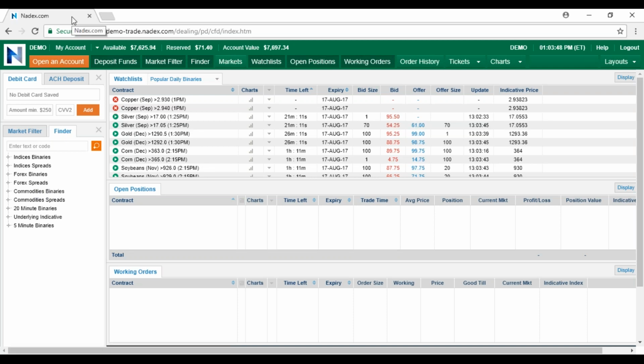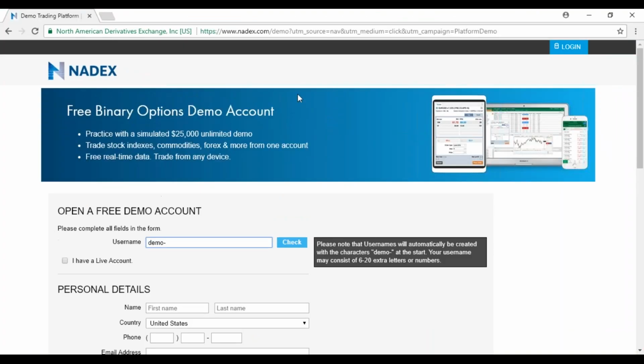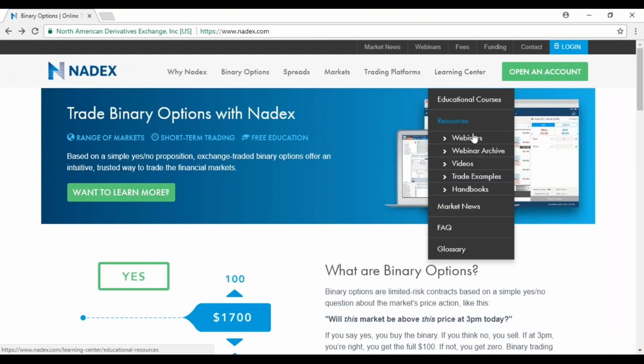I have to give Nadex a ton of credit. They do a great job of giving you a ton of free tools. In this demo platform and in their regular platform, you've got charts and indicators. They offer you a $25,000 free demo account. Also, if you hop on over to nadex.com, there's a great place on the website you need to know about. If you go over here to the Learning Center, there are all kinds of videos, trade examples, handbooks, and FAQs. Right here under webinars, you'll see any upcoming webinars on the schedule, so you can see what the subjects will be and get signed up for those.